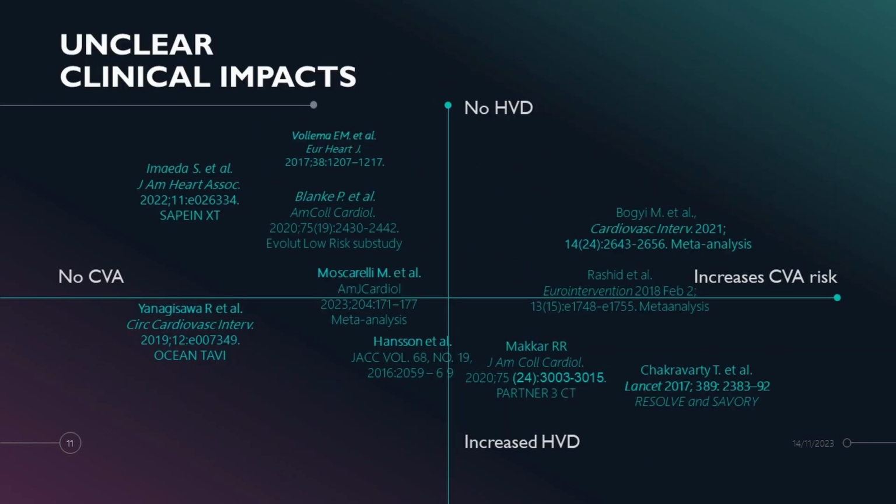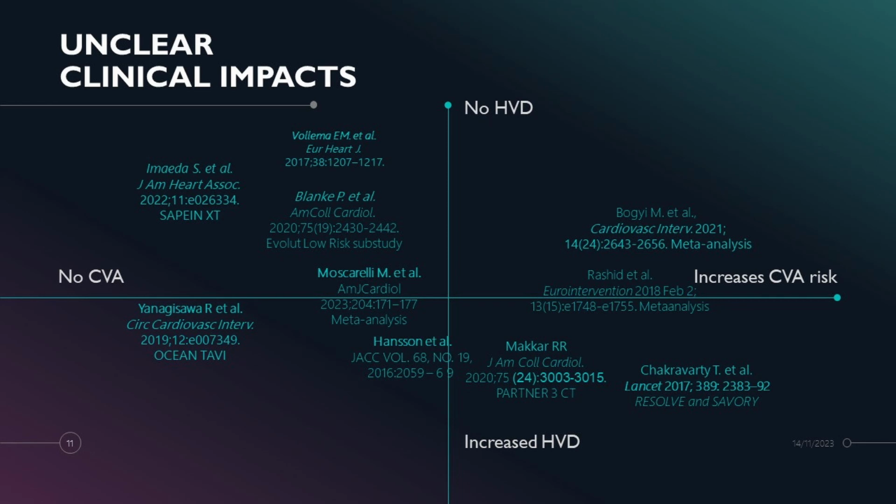As shown in this chart, the clinical impact of HALT is unclear. You can see that if we divide by CVA or stroke and the increase of the gradient, the prosthetic valve dysfunction, some data sets show there is increased CVA risk and also an increased gradient. But some increase only the stroke, some increase only the gradient, and some neither.